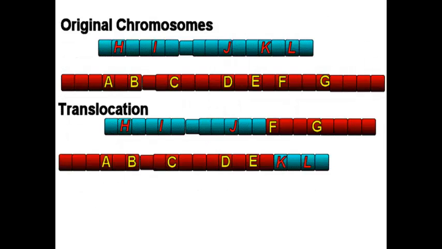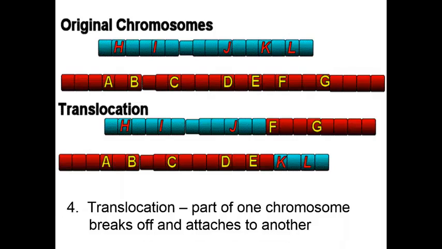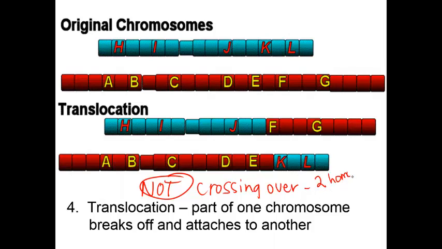And then the fourth type of chromosomal mutation is called translocation. And that just means that a piece of a chromosome breaks off and attaches to another one. So in this one they color-coded them so that you could see that a little easier. And they also have the letters on here. And you can see that the red and the blue have switched places. I want to make sure that you understand that this is not crossing over. Crossing over is something that is supposed to happen, and it happens between two homologous chromosomes, one from mom and one from dad, that are similar. This does not.